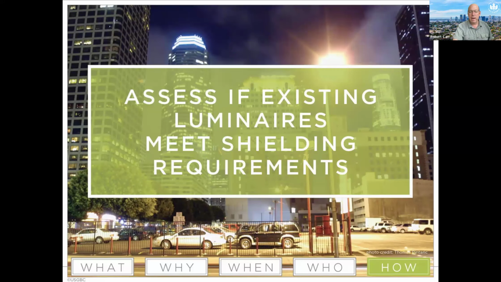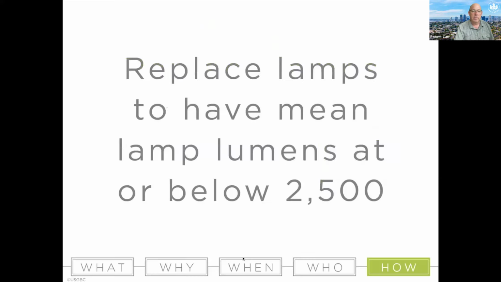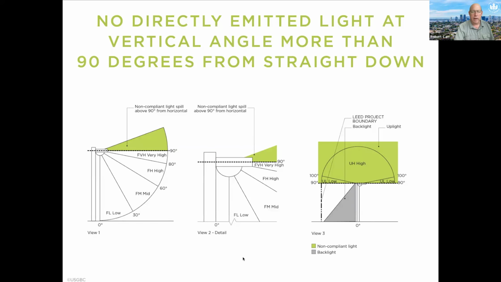Okay, so existing luminaires meet shielding requirements. What does that mean? You don't want lights that allow light to go beyond 90 degrees or up into the sky. That's not good at all. So obviously this is not compliant, because that light goes everywhere. You want it so that the light is going straight down.